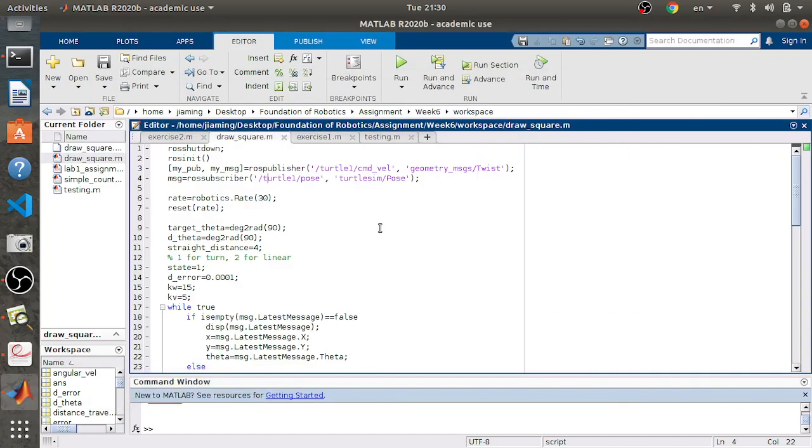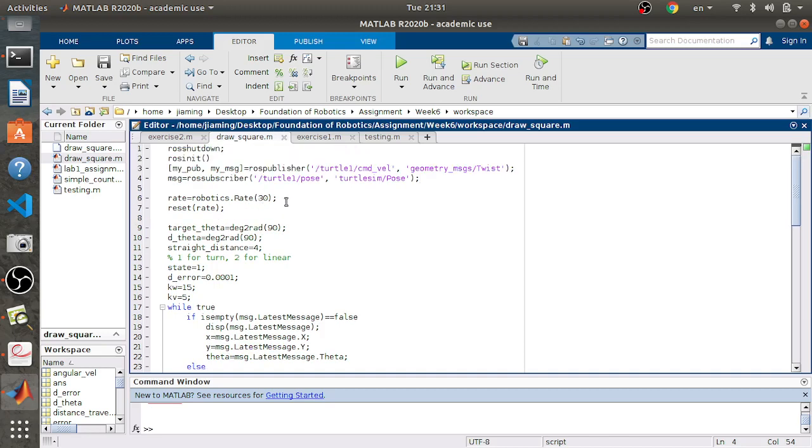Today I will talk about the code that I have written to make the TurtleSim draw a square. So this is the publisher to publish the angular velocity and also the linear velocity to the TurtleSim, and this one, the subscriber, is used to get the information from the TurtleSim window about the position and also orientation of the TurtleSim.